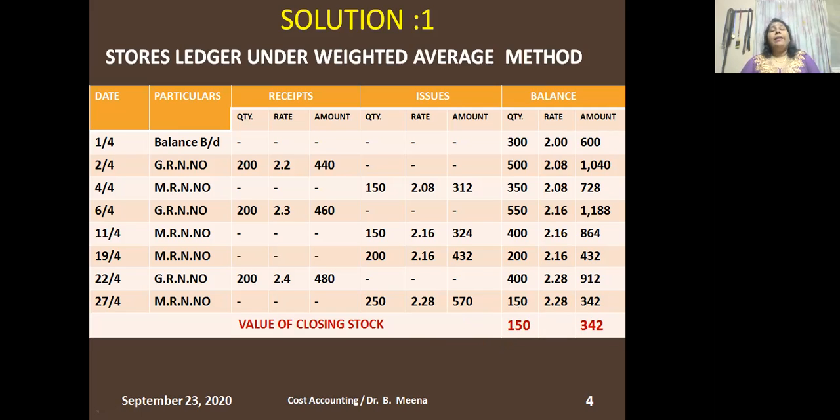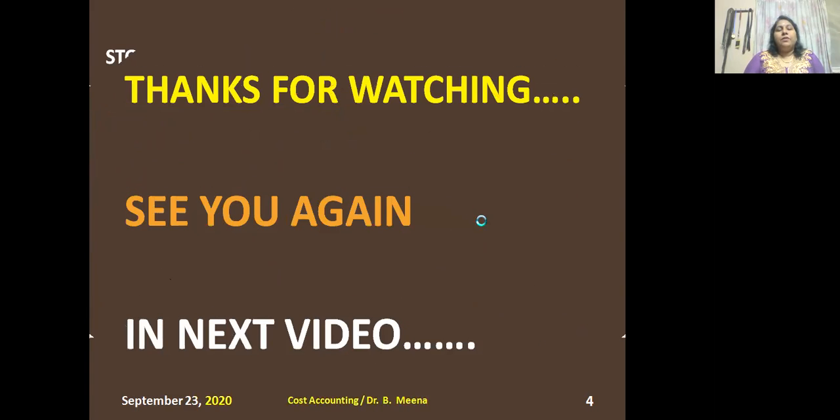The thing I want to highlight in this method is, since it's an average price method, we are going to calculate the average price whenever we receive the material. So whenever you receive the material, you calculate the new price for the purpose of the next issue. So the new price, that is the weighted average price, will be calculated whenever a storekeeper is receiving the materials.